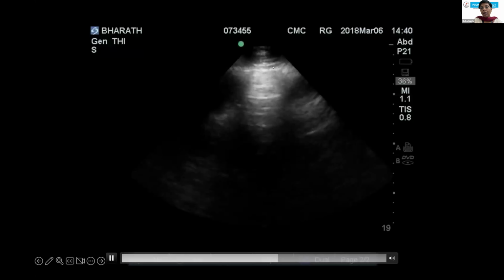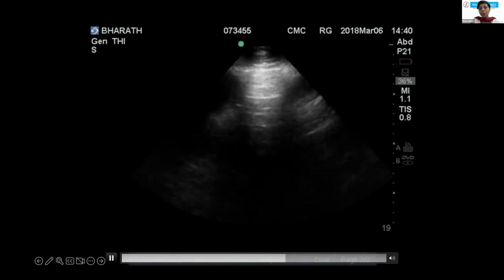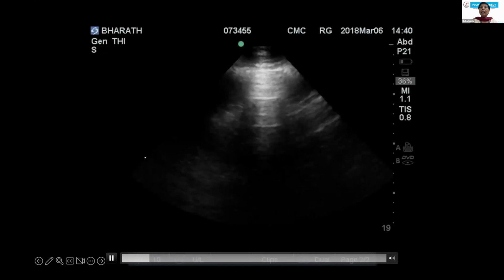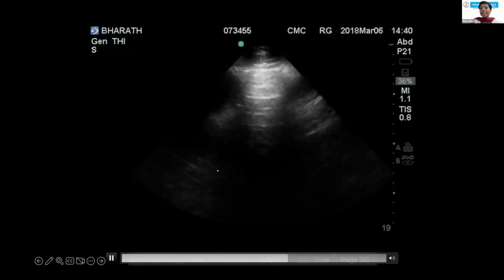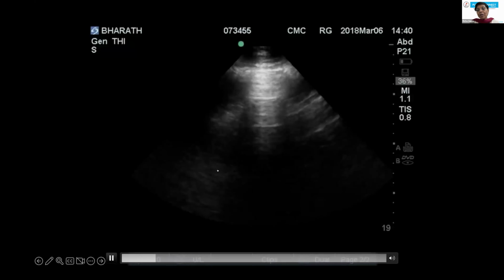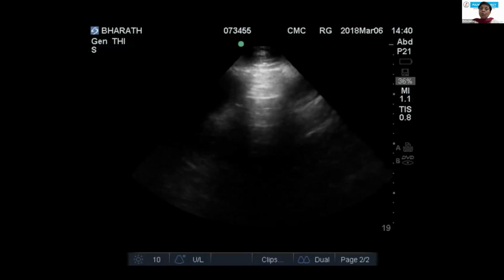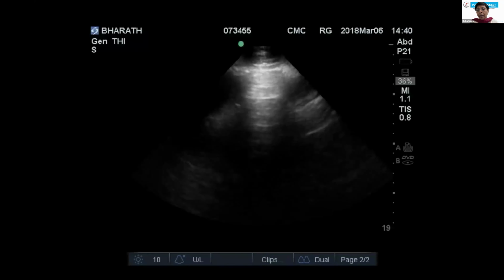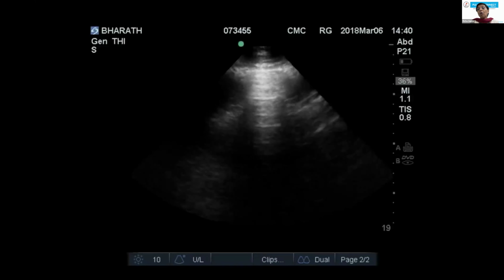So here is the pleural line and these horizontal artifacts are called the A lines. Now, what is the utility of diagnosing this A line? Presence of A line just means presence of air. Now, this could be physiologic, like in a normal lung, where air is present, or this could be pathological.